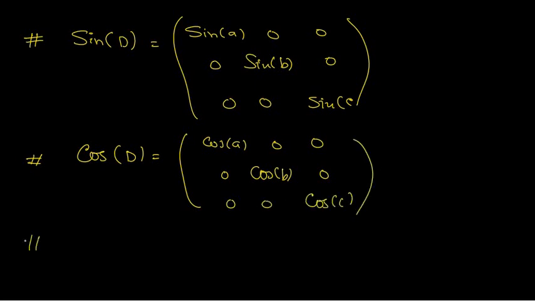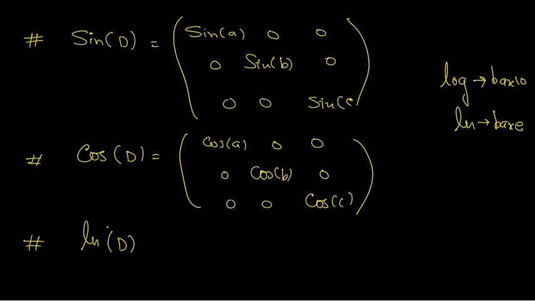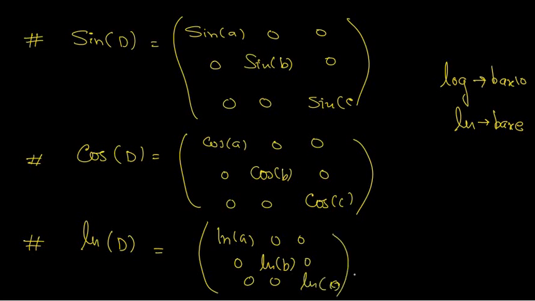Okay, now again if I say the log function ln d, let's make a convention clear: this log has base 10 and this ln is for base e. So this is also a log function, so this will be ln of a 0 0, 0 ln of b 0, 0 0 ln of c. So now you can find all functions of a diagonal matrix.